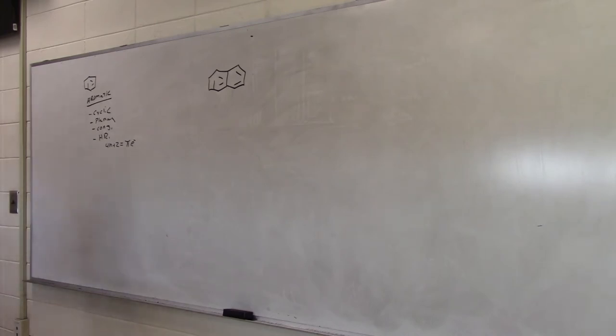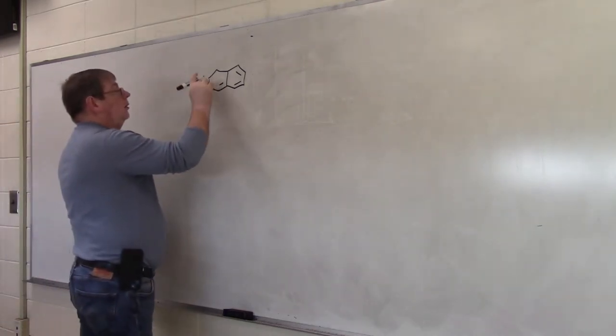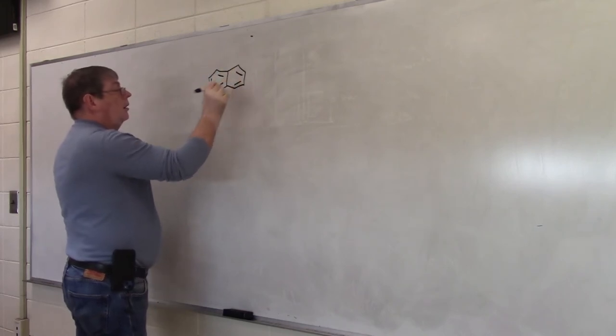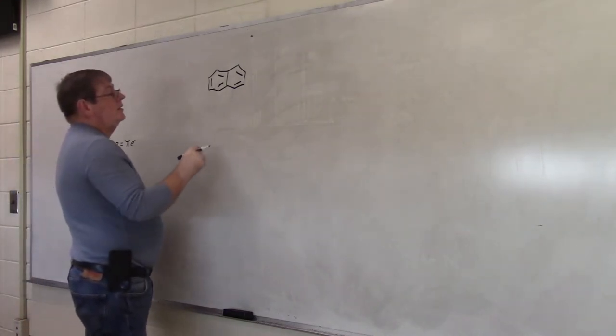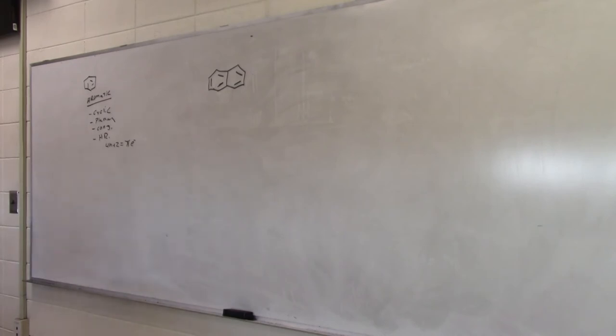All right, so is it cyclic? Is there another double bond right there? Or that middle bond, is that a double? So there isn't a double. So it's like one benzene ring and then one not a benzene ring? Yeah. So we got to ask ourselves, is this aromatic?